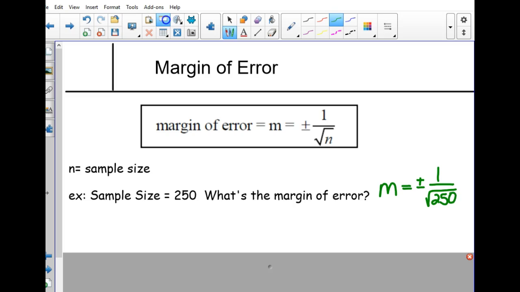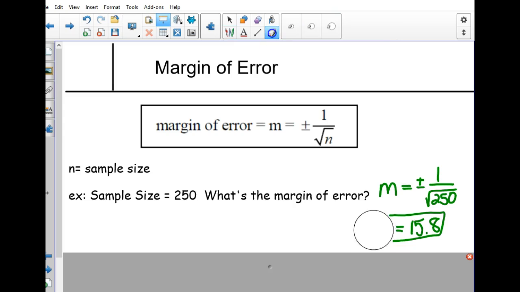Can you guys type that in your calculator for me? 15.8. So my margin of error is equal to 15.8. Wait, never mind. Why is there a number on top? Yeah, there has to be a 1 on top. So it's not 15.8. Okay. 0.063.